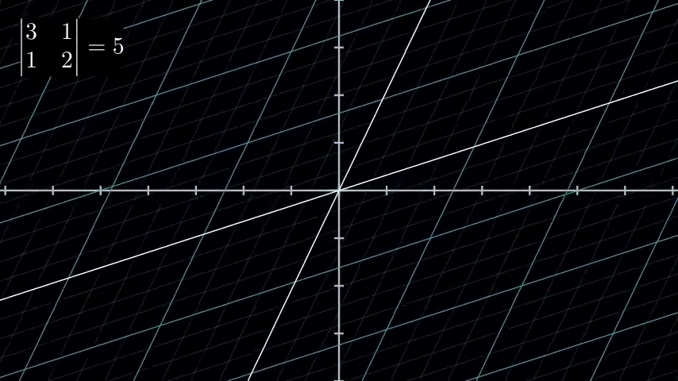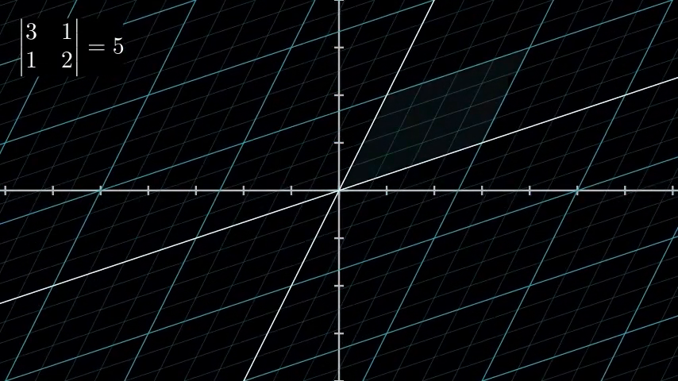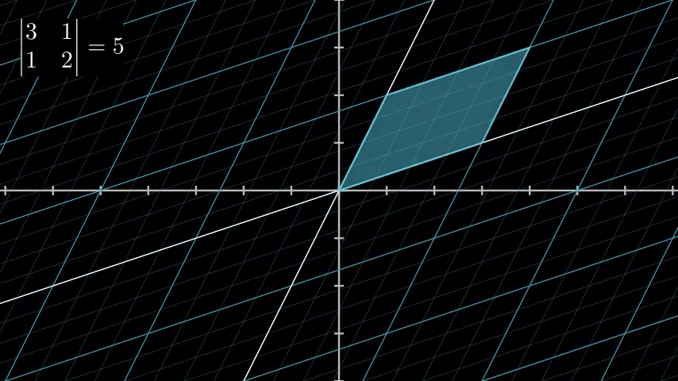If we look at the grid, we can see what's really going on. I've highlighted a single grid box here, which has an area of 1. What the magnitude of the determinant tells us is the area of a single grid box in the transformed grid. In this example, a single grid box has an area of 5, and so the magnitude of the determinant is equal to 5. Let's look at another transformation.